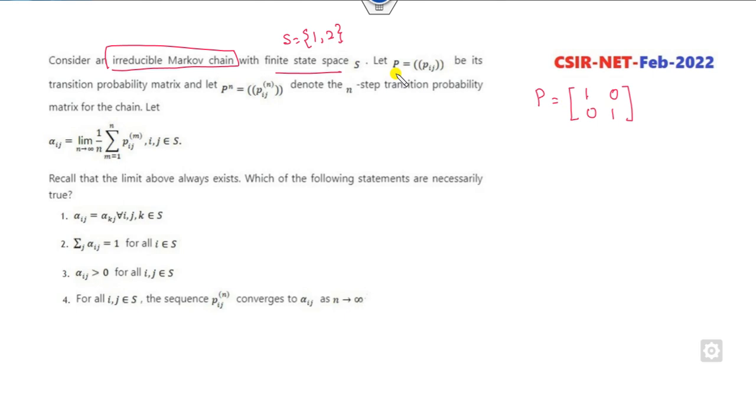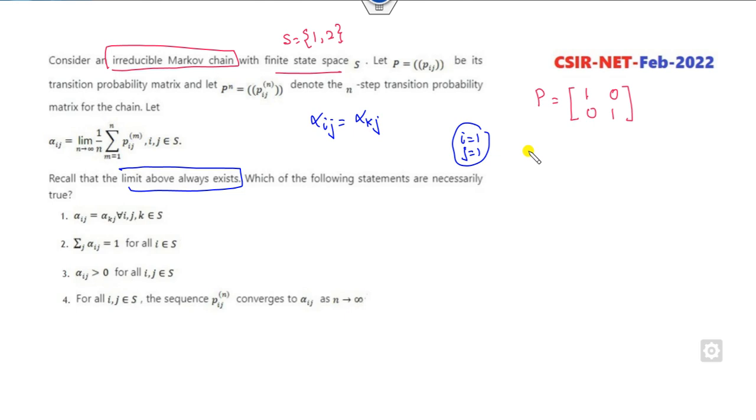P is my transition probability, P^n is here, and alpha ij is my limiting probability. Which of the following always exists? The options are alpha ij, alpha kj and so on. That's very simple. For the first case, I can simply take i equal to 1, j equal to 1.